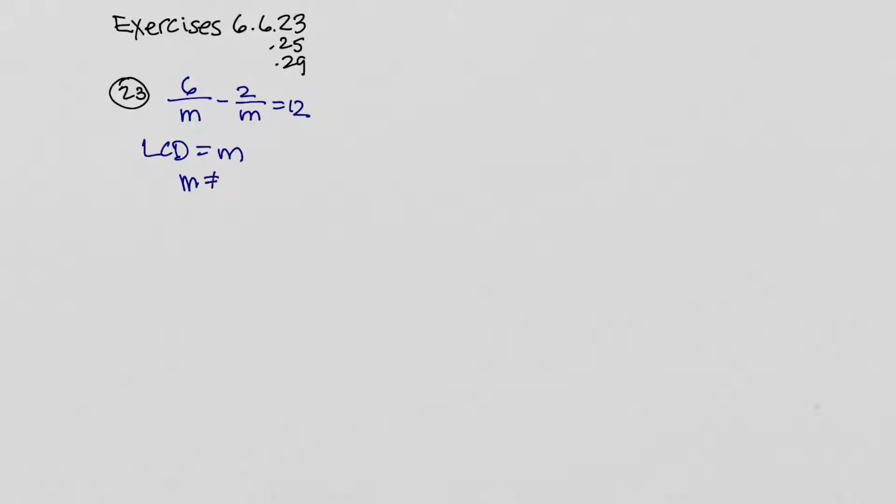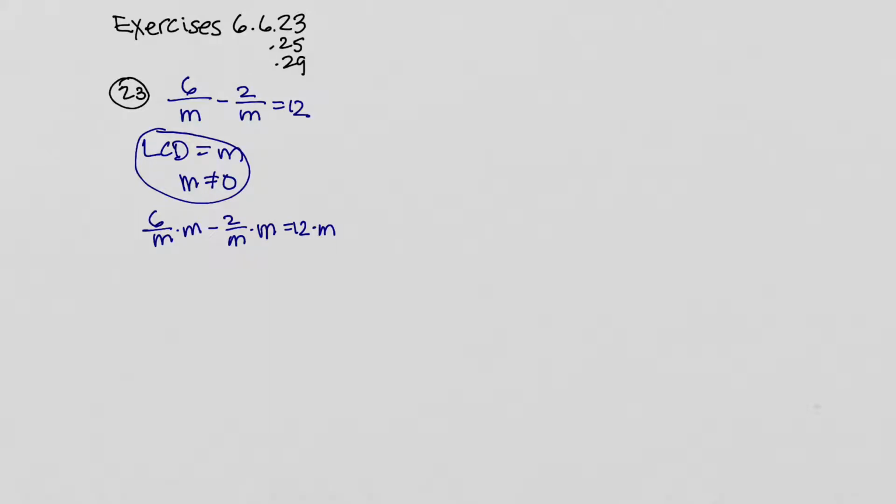We have to say m cannot equal 0, because if m is 0, we get the denominators being 0 and then division by 0. So what we're going to do here, according to the general process, is this. So let's do that. So we will put 6 over m, we'll put the LCD here, minus 2 over m, we'll put the LCD here, and then we'll put it over here on the right side.